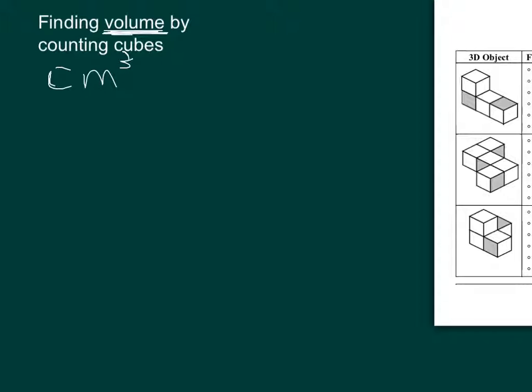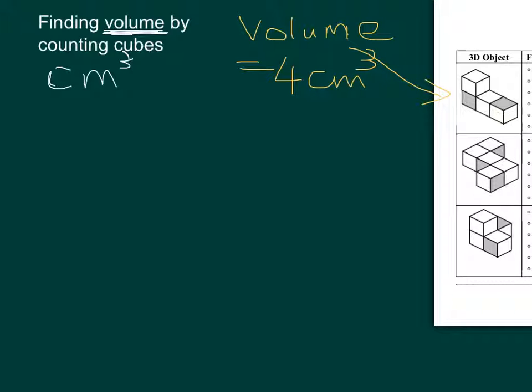So for example, if we have the 3D object over here, we can find the volume of it simply by counting how many cubes it takes to fill the shape. So the volume here would be 1, 2, 3, 4. So it would be 4 cubic units. Let's say that they're centimetres, 1 centimetre in length, so 4 centimetre cubes.